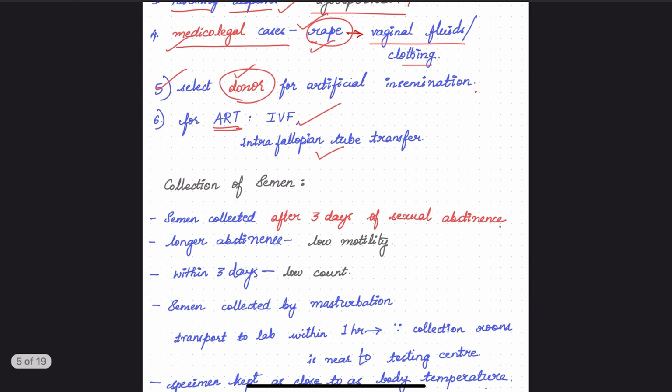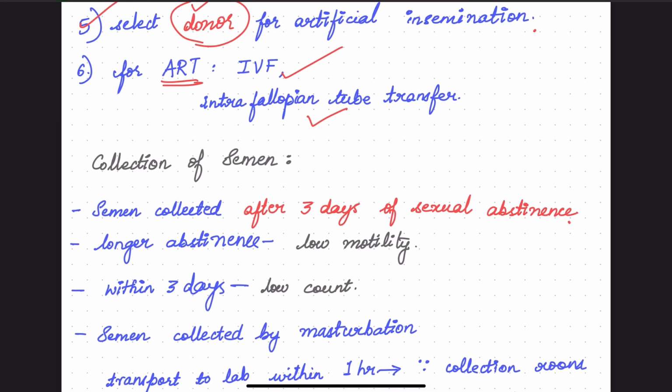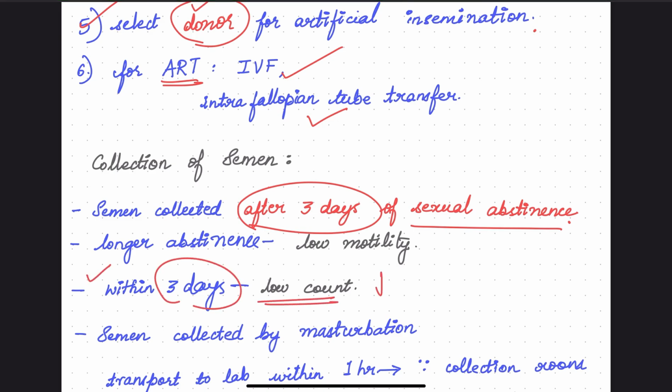Now, how do you collect this sample? Before collecting the sample, you ask the male partner to maintain sexual abstinence, that is, he should not participate in sexual intercourse for a period of 3 days. Ask him to come after 3 days of abstinence. If the abstinence is less than 3 days, then his counts will be low, a false low count. If the abstinence is very prolonged, months together, then his motility will be decreased.